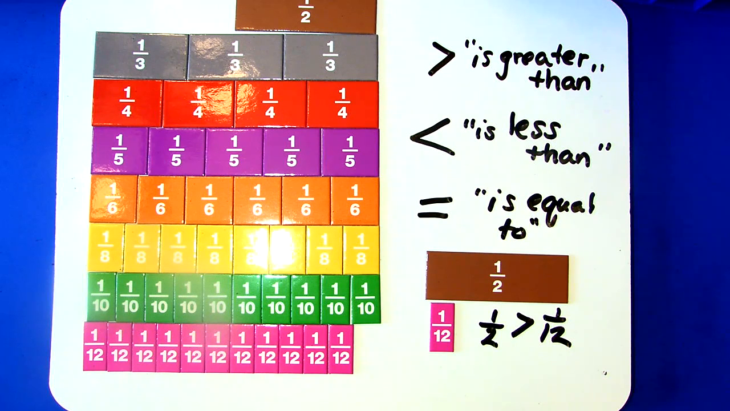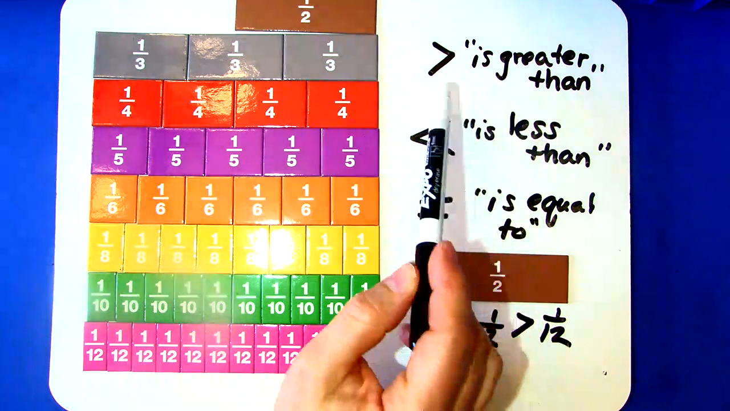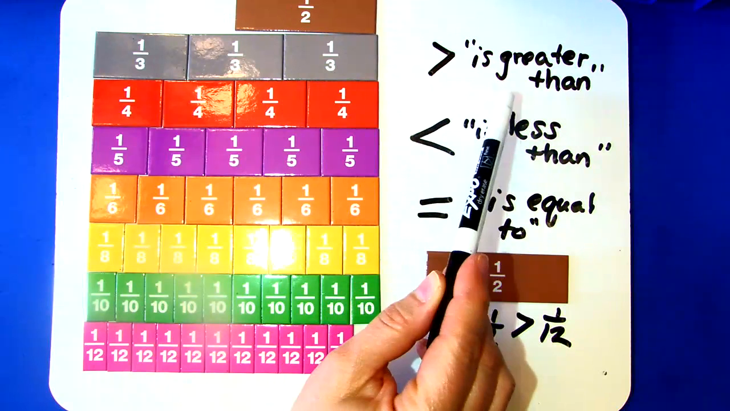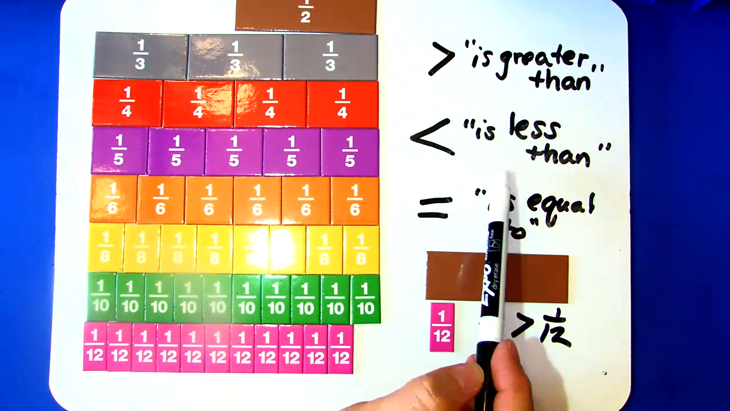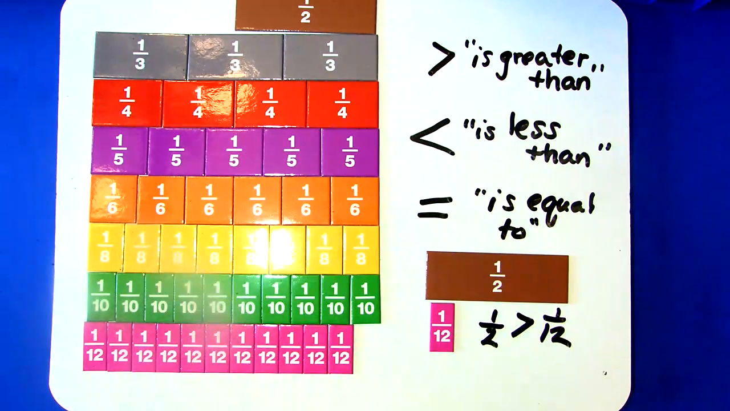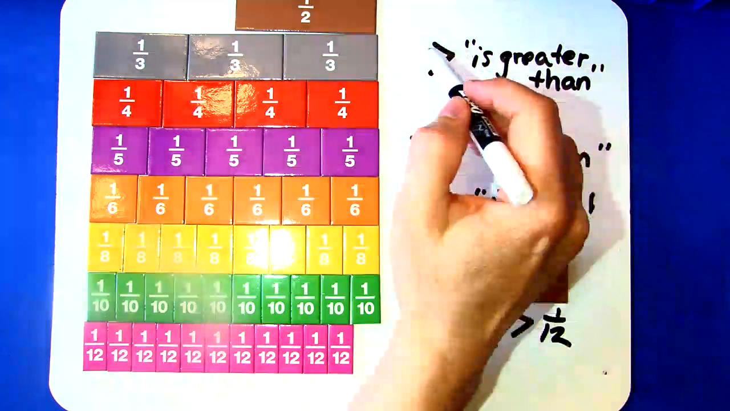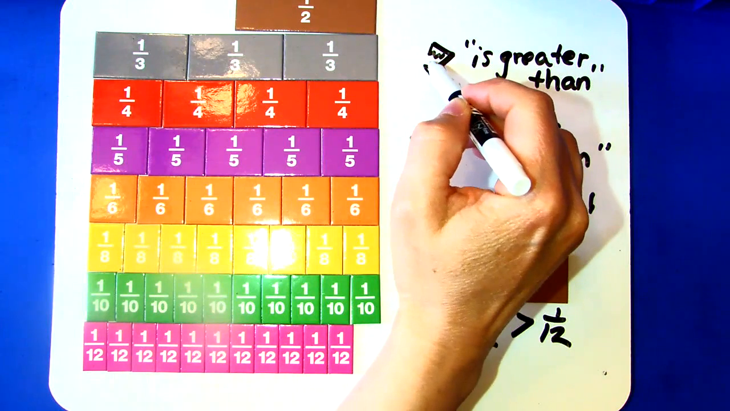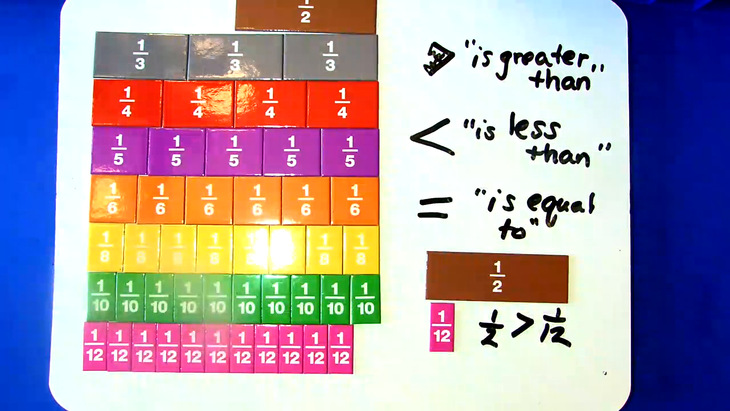Today, I want to talk more about the idea of comparing fractions and using symbols such as is greater than. So when you see this symbol, you say the words is greater than, is less than, and is equal to. You might remember that the open part of the symbol eats the bigger number. In this case, we're going to compare fractions.